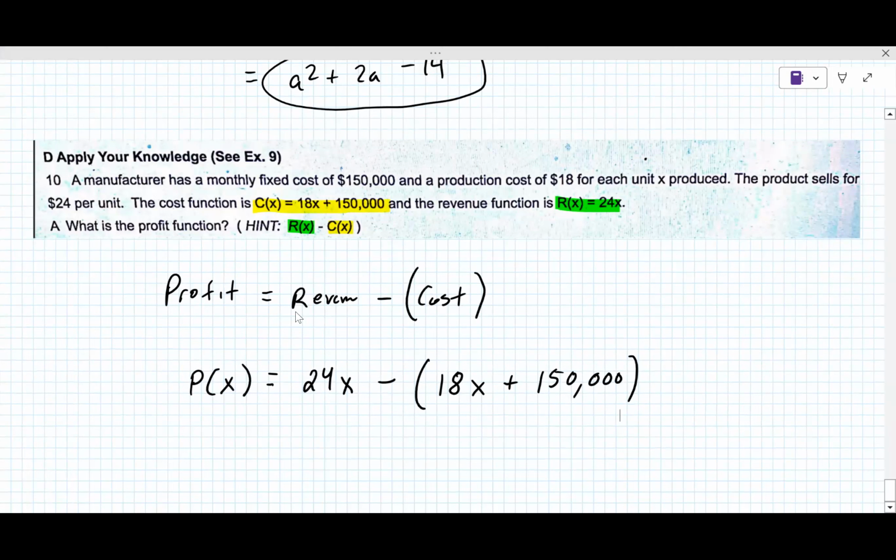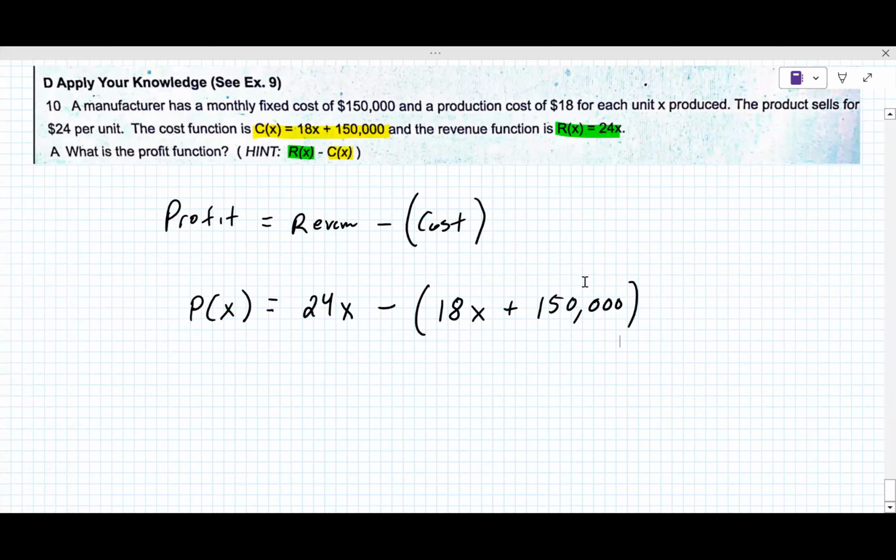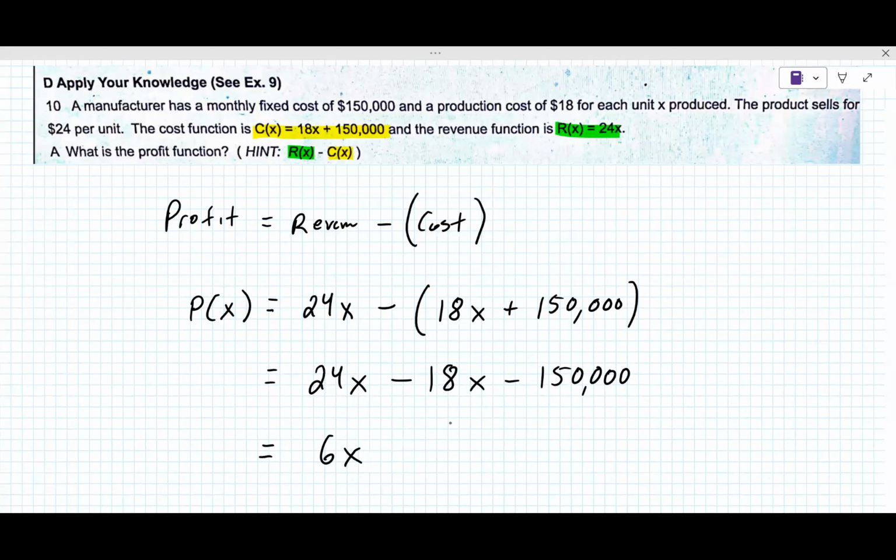Now, there was a problem earlier where we did this. We had to change the signs of what's in here. So this becomes 24X minus 18X minus 150,000. Is that clear how that negative affects both of them? Yeah. Great. And then from this step, you can combine like terms. You've got a 24X and a minus 18X. Combine like terms and you get 6X minus 150,000. That is your profit function.